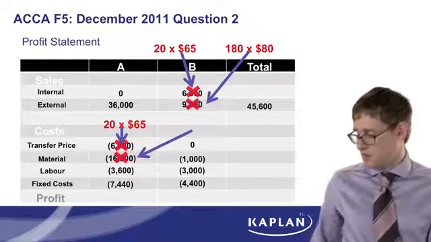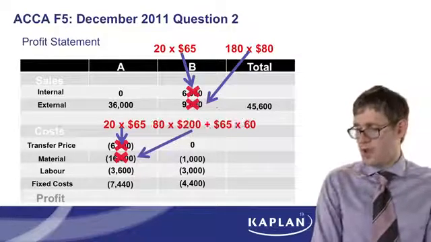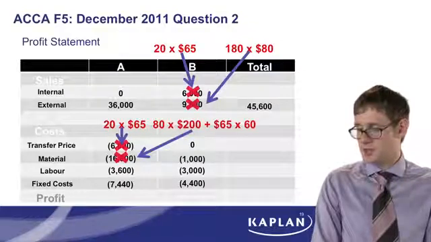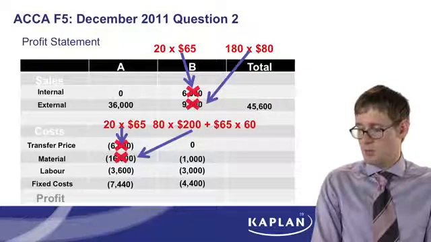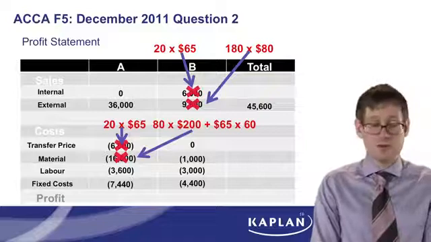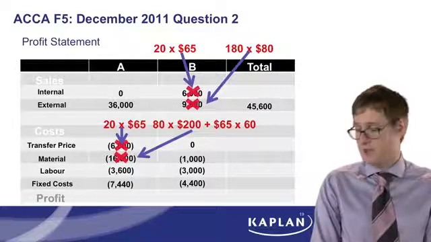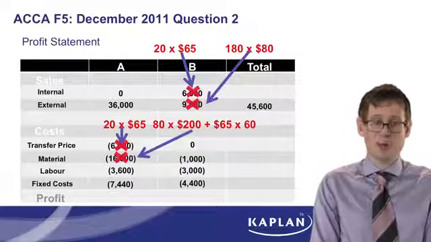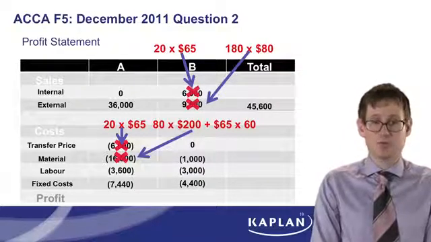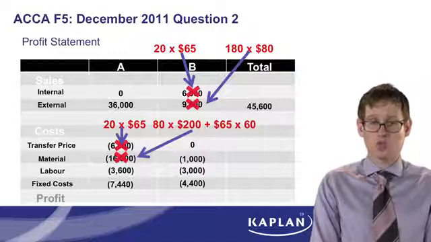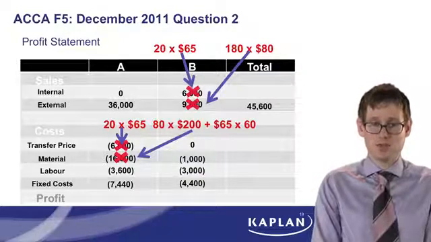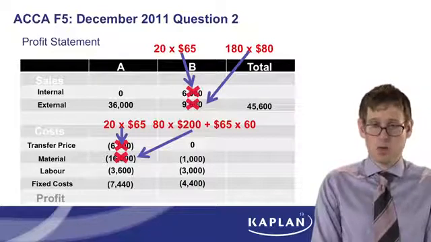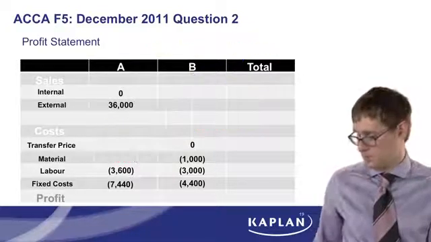The new material cost though represents the products bought externally for $65, and we're going to buy 60,000 of these. Also, each product that we buy either externally or from Division B requires $200 of material. So for all 80,000 units, there will be a material cost of $200.